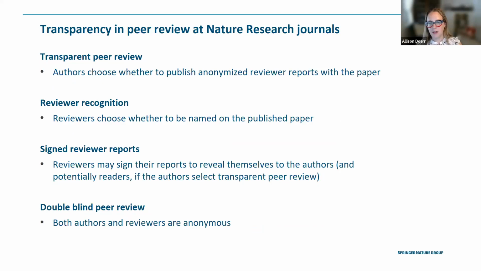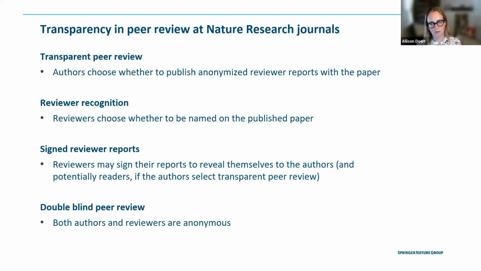So very briefly, we strive for transparency, not just in published papers, but also in the peer review process itself. So the Nature research journals have several different options for peer review. One is called transparent peer review. So authors can choose whether they want to publish the anonymized reviewer reports with the paper. And this is offered at an increasingly larger number of Nature research journals.